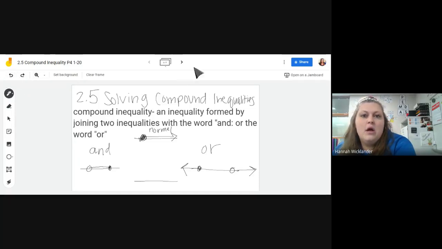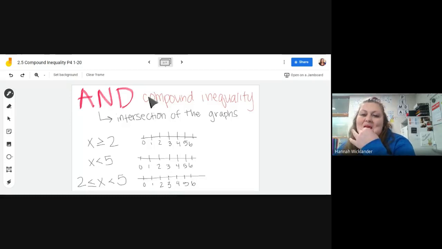Okay. So there's "and" and "or". The "and" is where they come together. The "or" is where they go separate ways. I'm going to do one example of each. So this is what they look like.